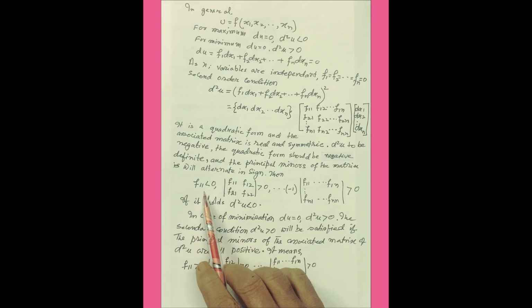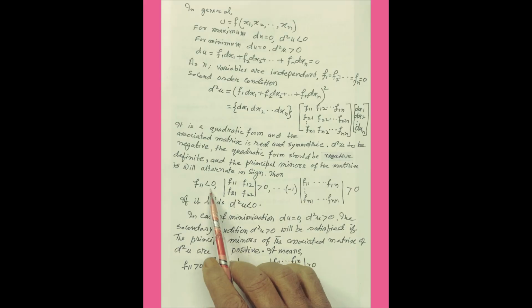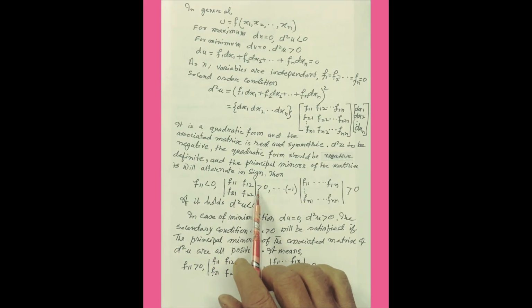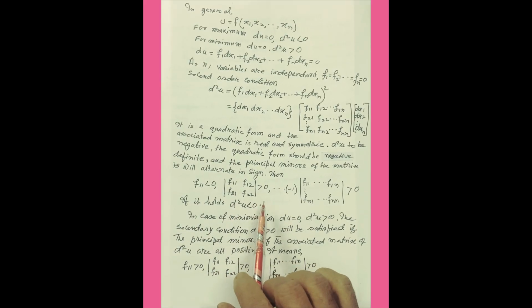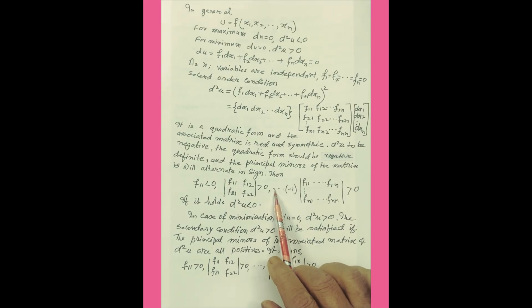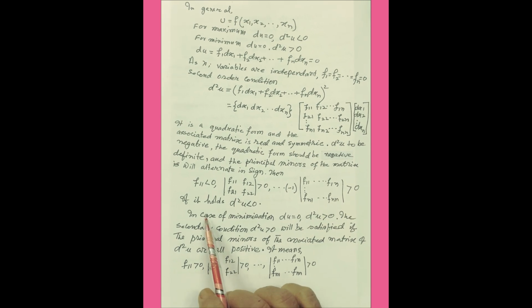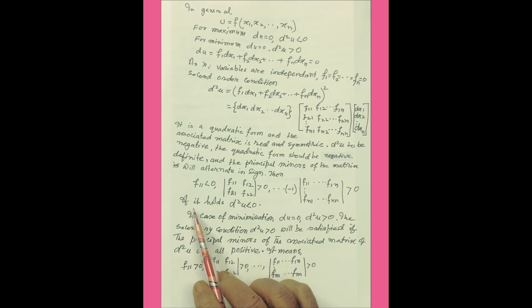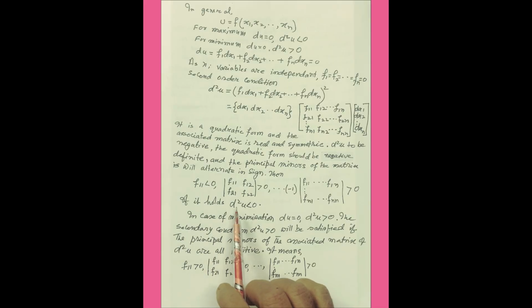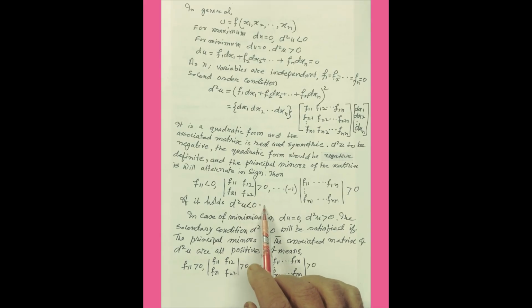Then f11 less than 0, that means negative. The determinant of f11, f12, f21, f22 should be positive, and so on. Next will be negative, next will be positive, and like this. So it holds, d square u should be negative. This is for d square u negative, this is for maximization.